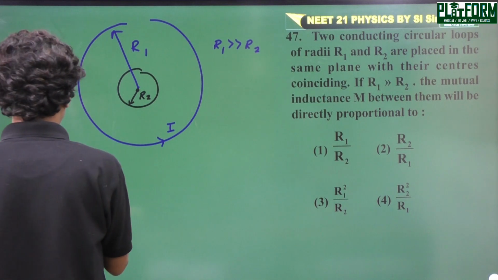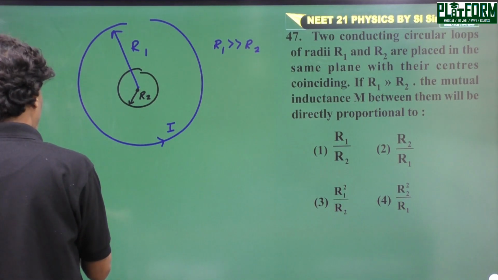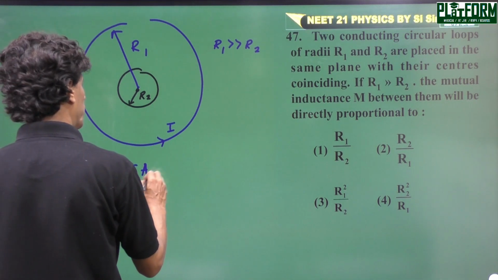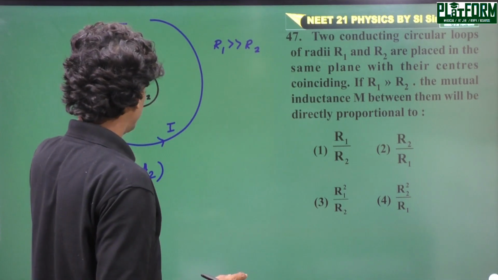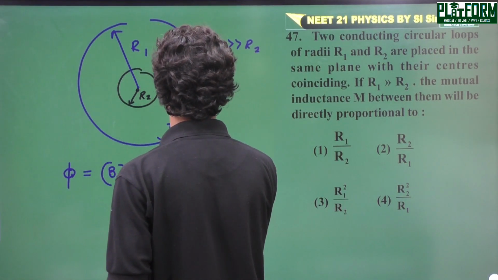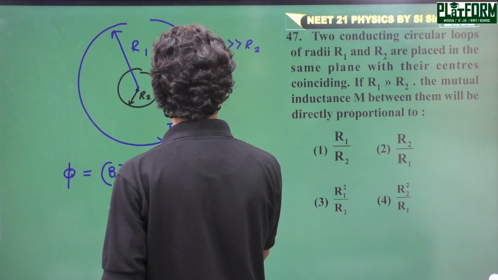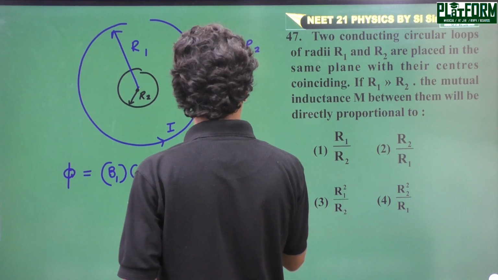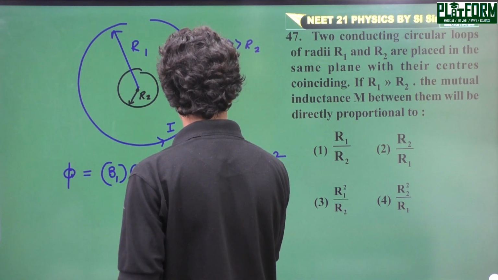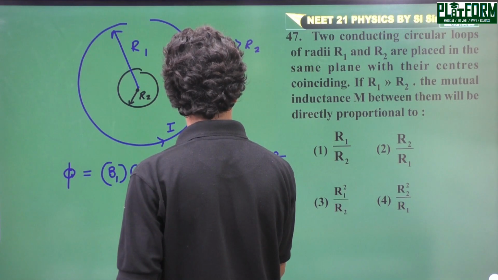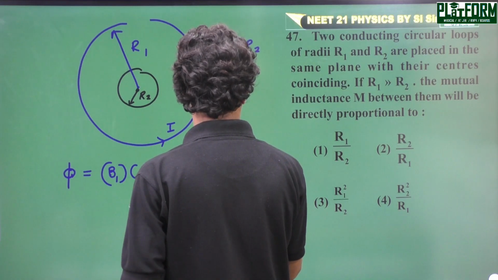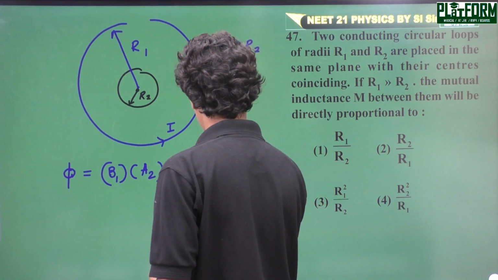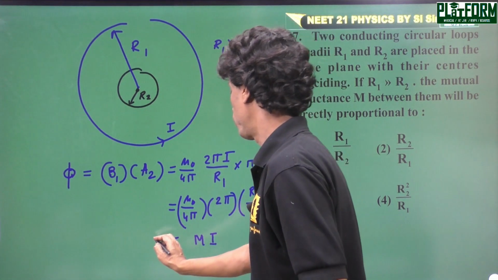So for calculating the mutual inductance, the flux through this is B1 into A2, where A2 is the area of the small circle, because in this region we get a uniform magnetic field. This uniform magnetic field is equal to mu 0 by 4 pi times 2 pi I by R1, and the area is pi R2 square. Finally, mu 0 by 4 pi times 2 pi R2 square by R1 into I, and this can be written as mutual inductance into I.